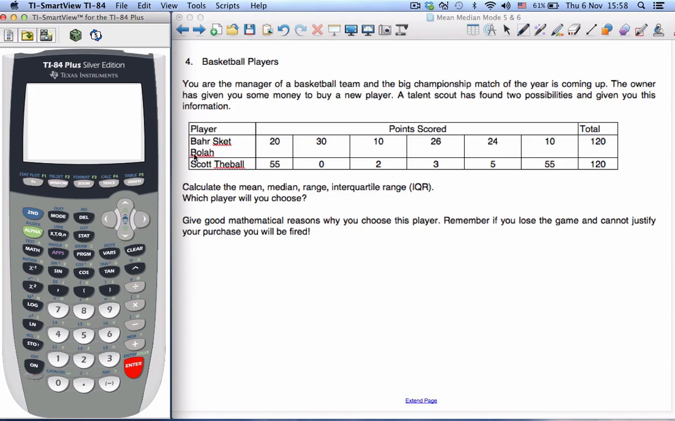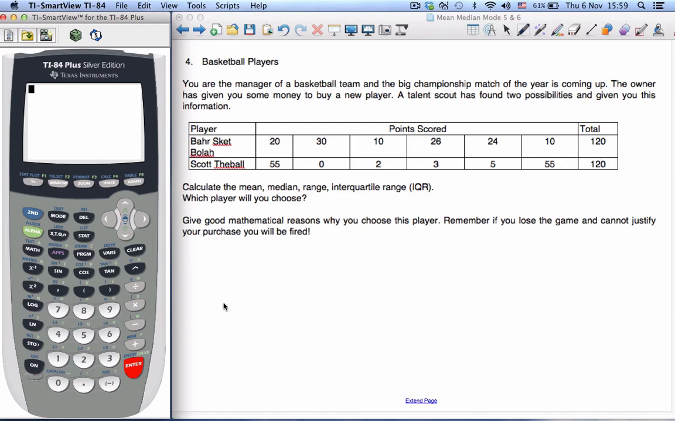The first player, basketballer, scored in 6 different games 20 points, 30, 10, 26, 24, 10 points, a total of 120 points. And Scott the Ball scored 55 points in the first game, 0 in the second, and 2, 3, 5, and then 55 points in the sixth game. And they both have a total of 120 points.